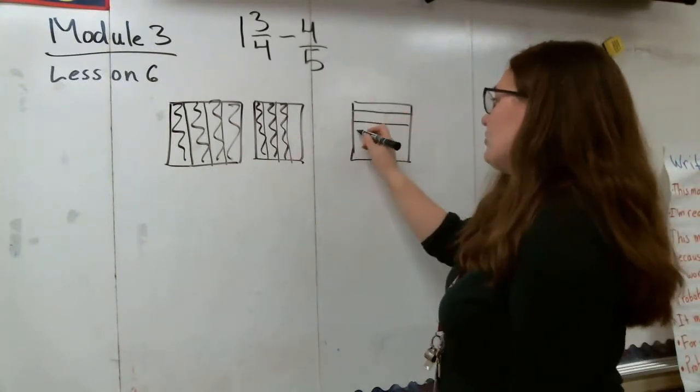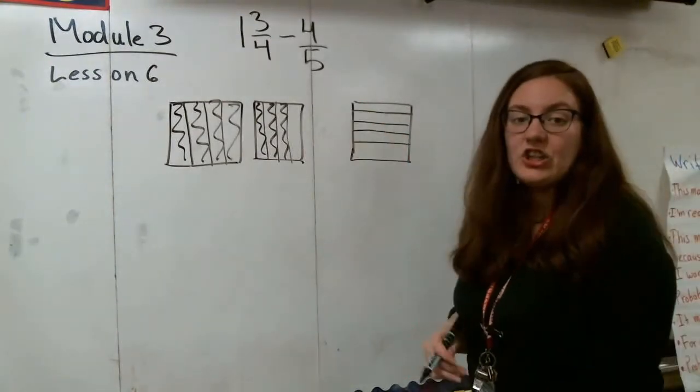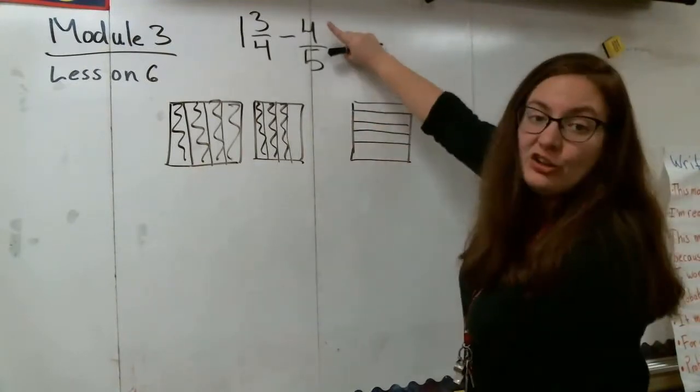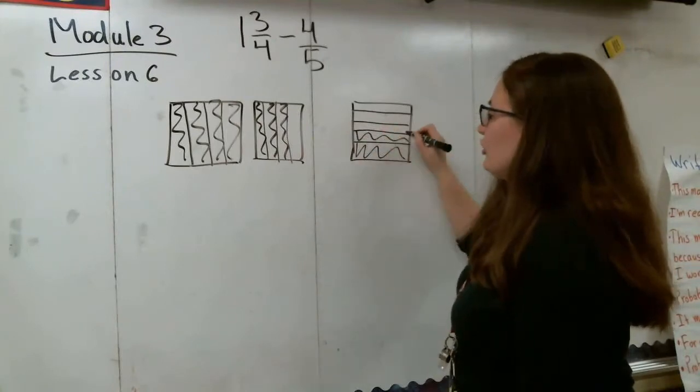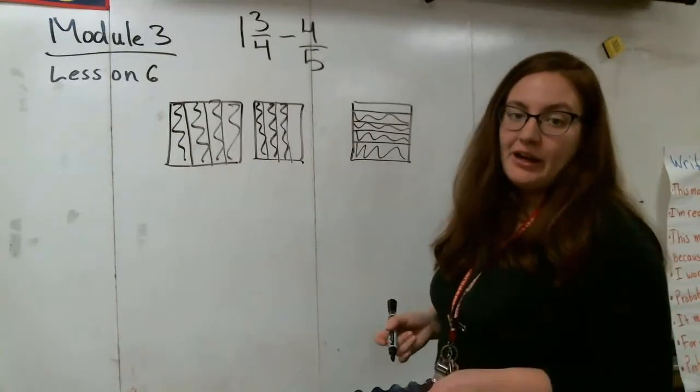1, 2, 3, 4. And then I need to shade in 4 parts out of the 5 total parts because my numerator is 4. So I shade in 1, 2, 3, 4. And now I need to make my models look the same.